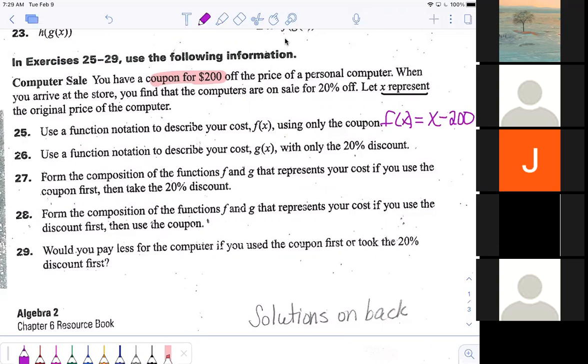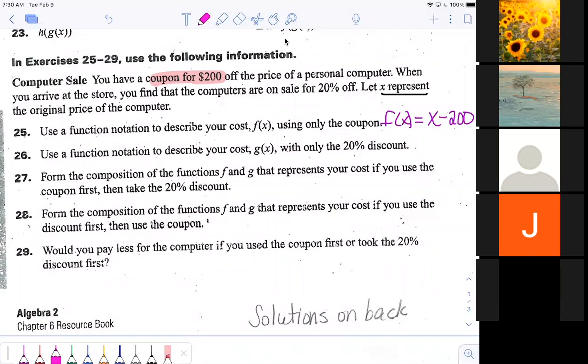The second part says use function notation to describe your cost with only a 20% discount. Now this one you have to think a little bit about. How much would the computer cost if I had a 20% discount? Or how could I calculate that cost if I had a 20% discount? Valerio, how could we write a function for number 26? G of x equals 4/5 x. Yeah, and how did you get 4/5?